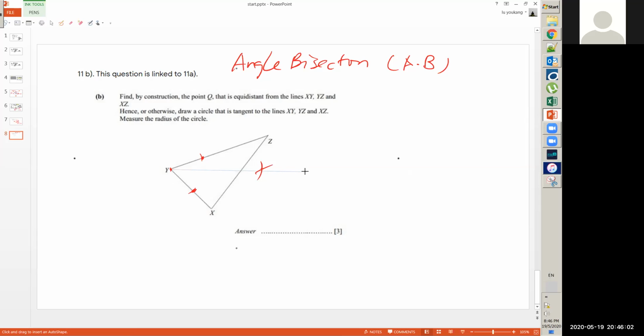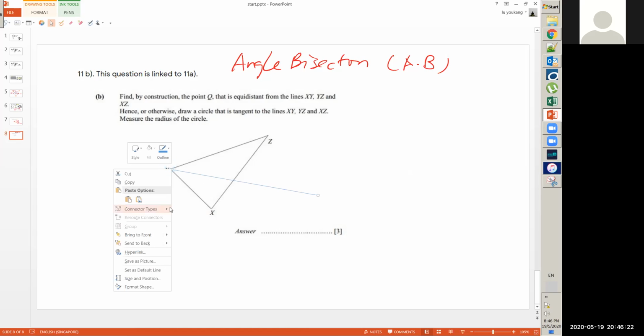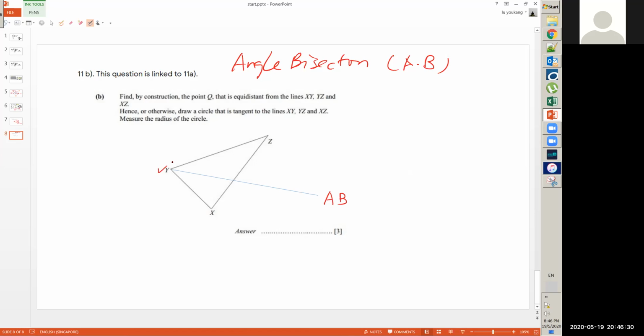So this will be my angle bisector for ZYX or XYZ. It's a bit off, so I just try to make it more accurate, so later you will see something. So let's assume that this is our angle bisector. Okay, let me make it more accurate so later you can see something. So this is your angle bisector, this is your AB for this angle. So do the similar thing for your XY. Do similar for XZY. So you should get something that looks like this.